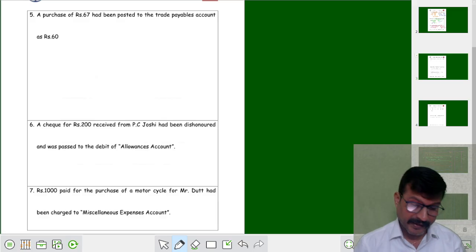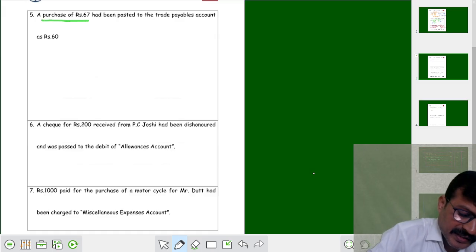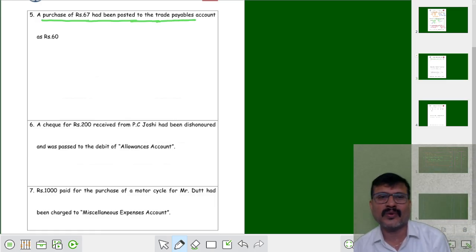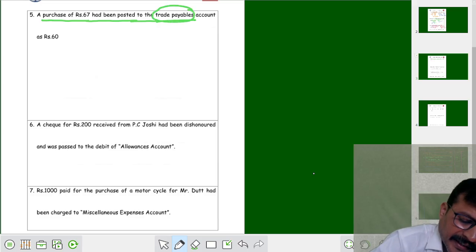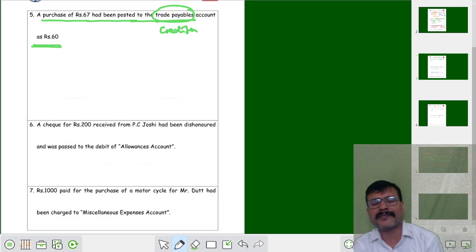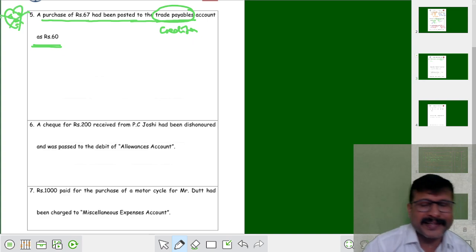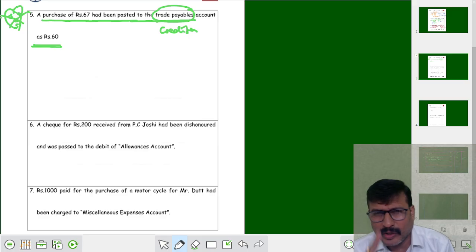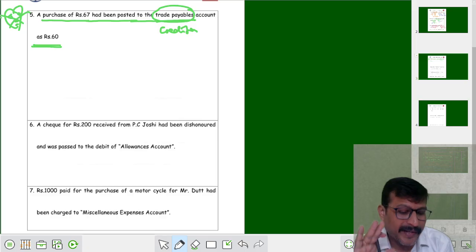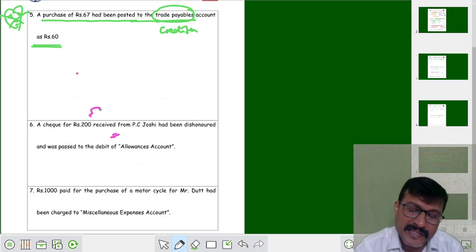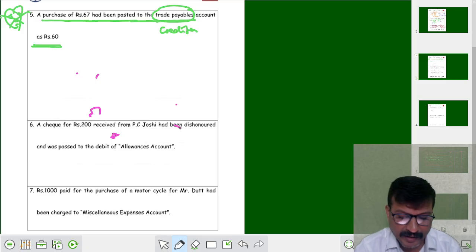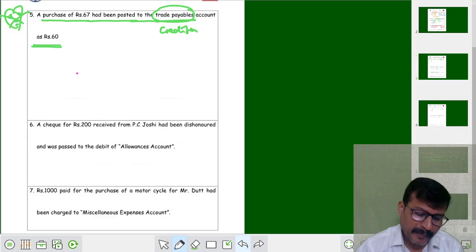See what is there in your material. I think fifth point, right? Be careful and concentrate. A purchase of 67 had been posted to the trade payable account. Oh, trade payable means what? Creditor. कितना रिकॉर्ड किए? 67 रिकॉर्ड किए. Now my dear student, this is the first time we are getting this kind of transaction. Be careful, never get tensions, be cool and calm in understanding. You have purchased 67 rupees goods from a creditor. From a creditor means from a trade payable.